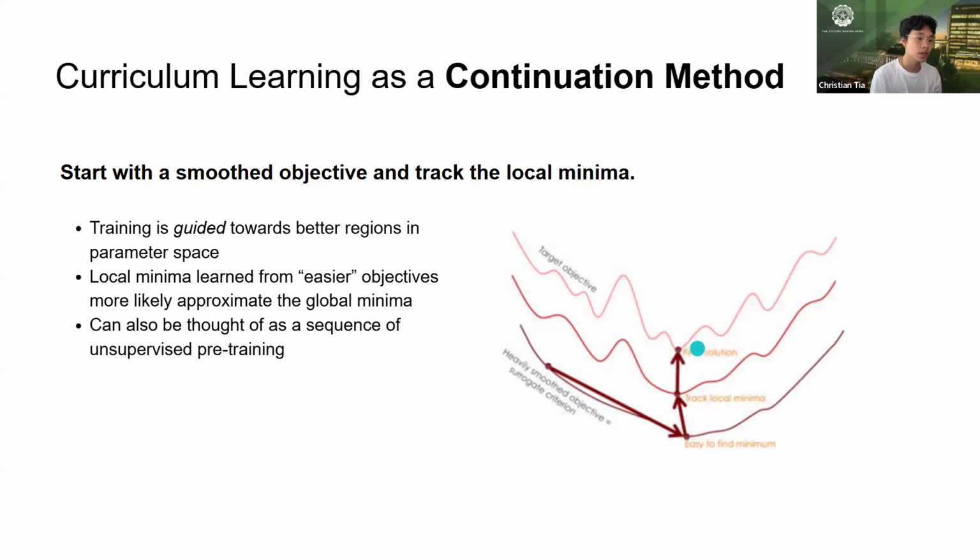And you could think of this also as a sequence of unsupervised pre-training. It's very similar to transfer learning. I think it is considered a special case of transfer learning, where you start with an easier domain, and then you go through multiple stages of transferring that knowledge from easier, slowly up to harder and harder domains, until you reach your target domain.